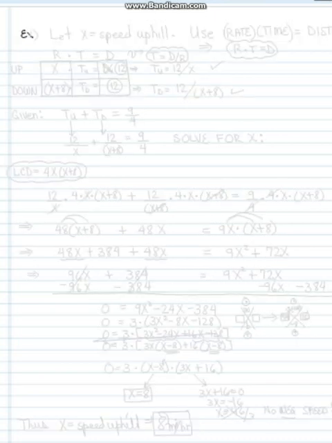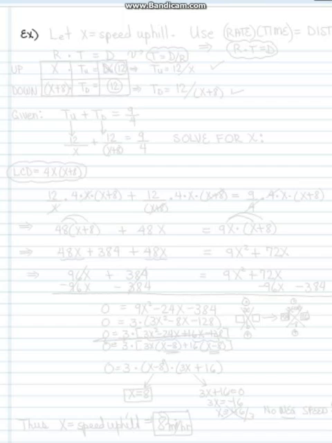Alright, here's an example, and the words for this example is: a bicyclist rides his bike 12 miles up a hill and then comes back down. His speed coming downhill is 8 miles per hour faster than going uphill. The round trip takes 2 hours and 15 minutes, which is equivalent to 9/4 of an hour. What was the speed of the bicyclist going uphill?